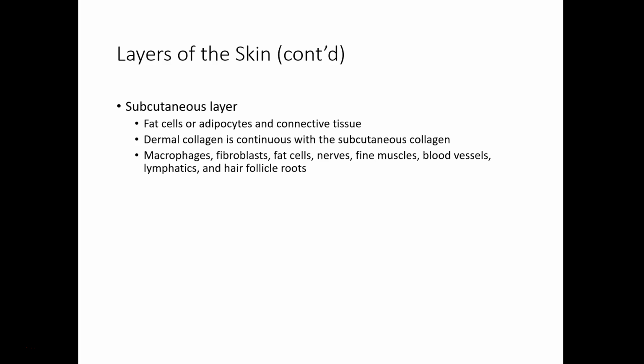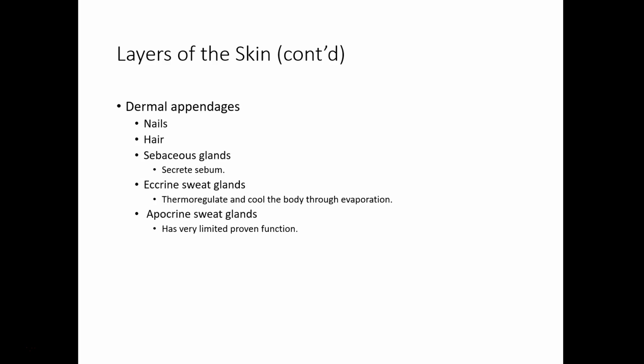The subcutaneous layer, or the hypodermis, is that deeper layer yet, and it has fat cells, or the adipocytes, and connective tissue. Dermal collagen is continuous with the subcutaneous collagen, and there are macrophages, fibroblasts, fat cells, nerves, fine muscles, blood vessels, lymphatics, and hair follicle roots. The dermal appendages are nails and hair. We also have sebaceous glands, which secrete sebum.